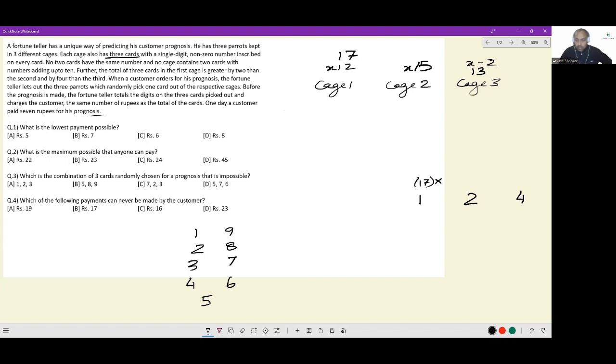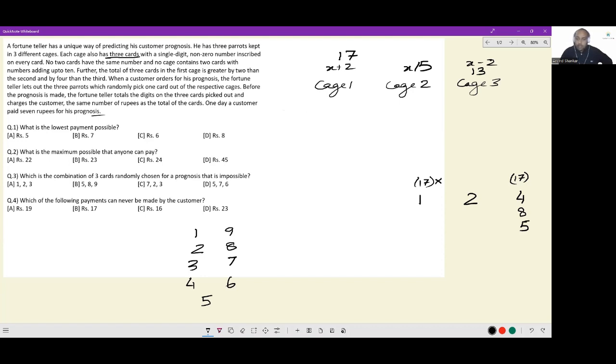Let's try and get the value up to 17 for the group that has 4. If it has 4, I need 13. 9 plus 4, not possible because 4 is already used up. 8 plus 5, possible. 7 plus 6, not possible because 6 and 4 cannot be paired together. So the only way in which the group containing 4 can add up to 17 is if you have 4, 8, and 5.